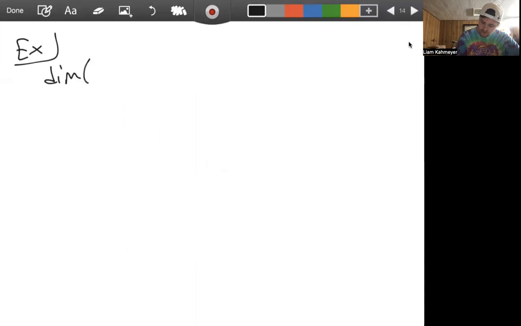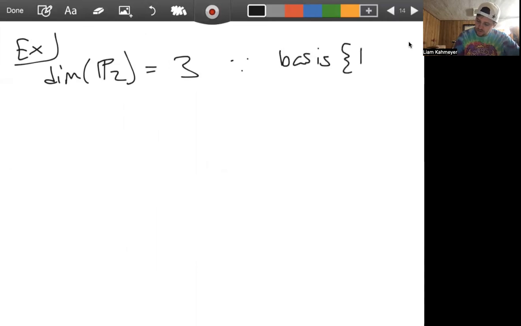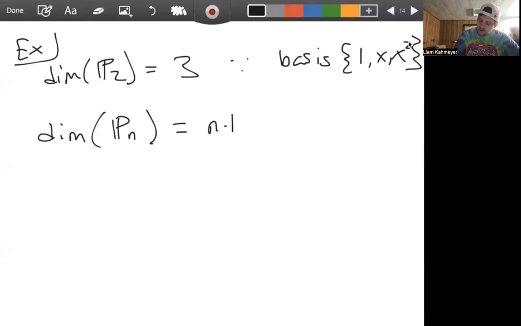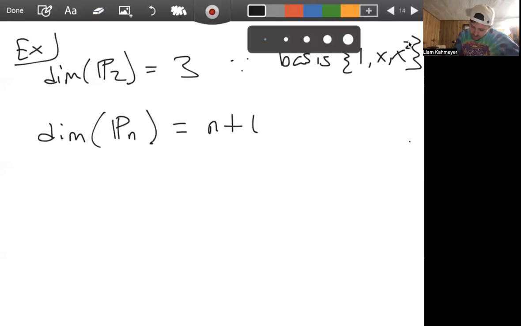The dimension of P2 is equal to 3 since the basis is given by 1, x, x squared. And so you can see that when you generalize, the dimension of P sub n is equal to n plus 1.